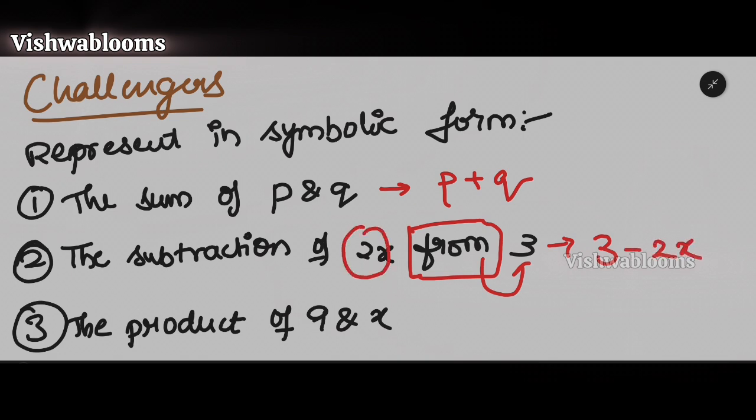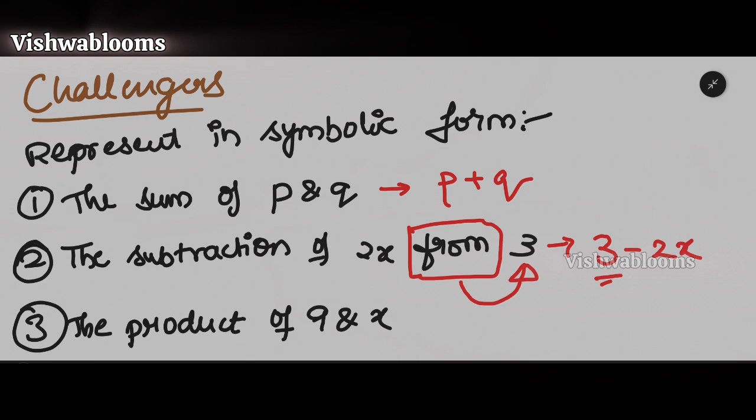Whatever is before "from" should come next. What you'll think is subtraction of 2x from 3, and you will write 2x minus 3, but this is wrong. Don't be in a hurry. This one you have to remember, very important: whatever comes after "from", you should write it first. Then what is before, you should write it. I hope you understood.